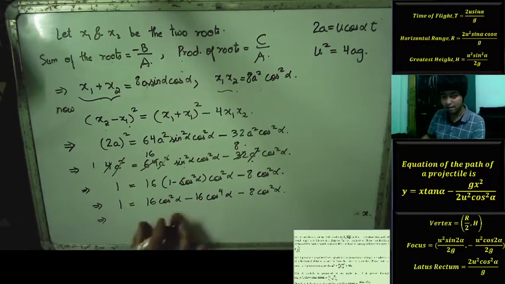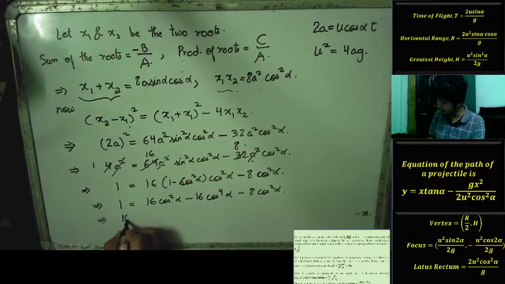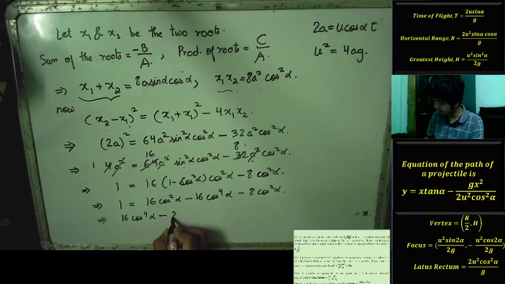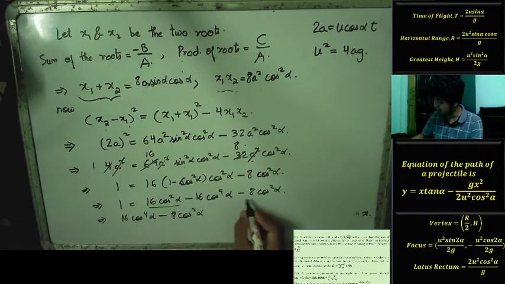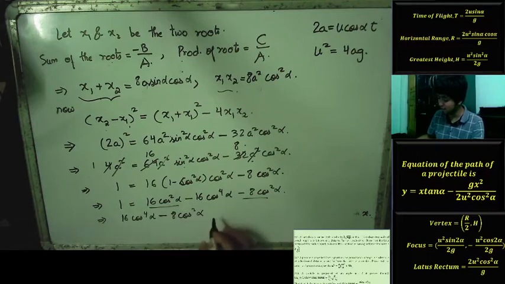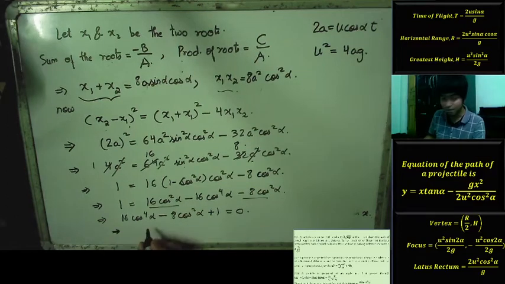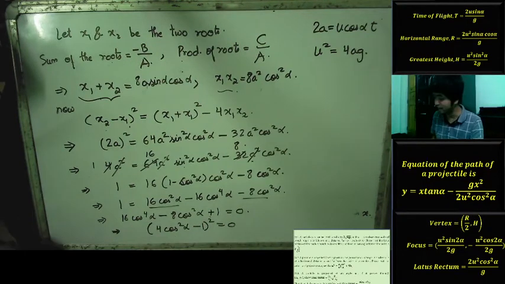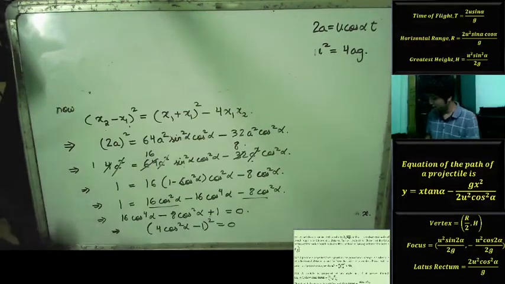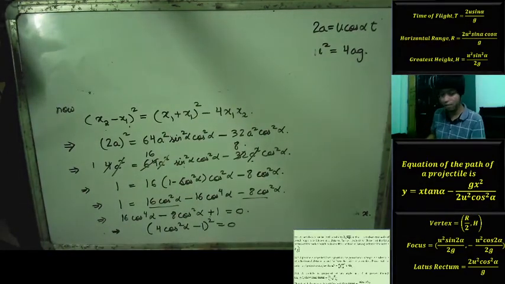So if you transfer everything to this side, you will be having 16 cos power 4 alpha minus 8 cos squared alpha. This and this one will give you plus 8. If you transfer to this side, it will be minus 8 plus 1 equal to 0. So again, this one we can write as 4 cos squared alpha minus 1 whole thing squared. a minus b whole thing squared will give you the above, so we can write it like this.